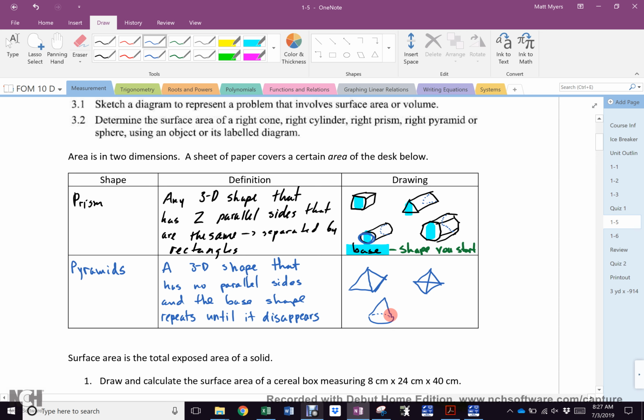Can I put any shape at the bottom and repeat it? Could I put a stop sign at the bottom, then put a smaller stop sign, smaller stop sign, smaller stop sign, until I had an octagonal pyramid? Yes. Is everybody cool with the difference? Pyramids disappear. Prisms repeat the same shape over and over and over again. Everybody cool? All right.